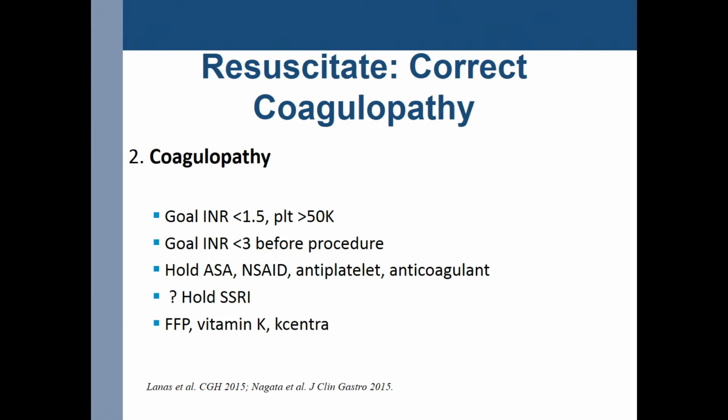So now that you've started resuscitating the patient, the next issue is to address any coagulopathies they might have. And the goal INR is less than 1.5 with platelets greater than 50,000 in somebody who's having active GI bleeding. However, you do not need a normal INR before we can perform procedures, endoscopy, colonoscopy on these patients. The goal INR is less than 3 before we can safely proceed with EGD and/or colonoscopy.